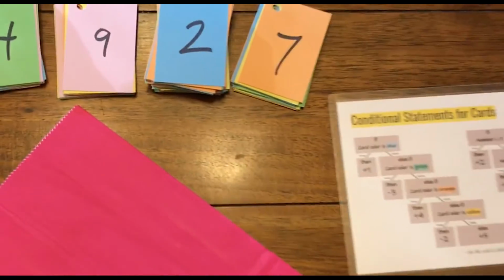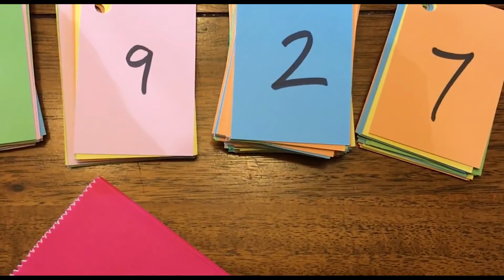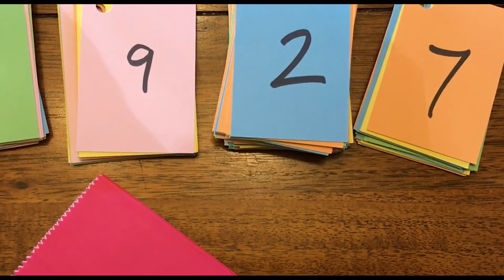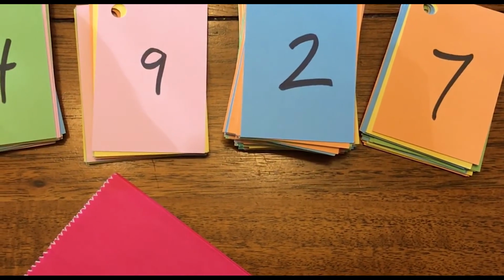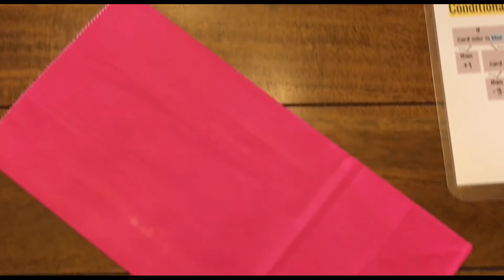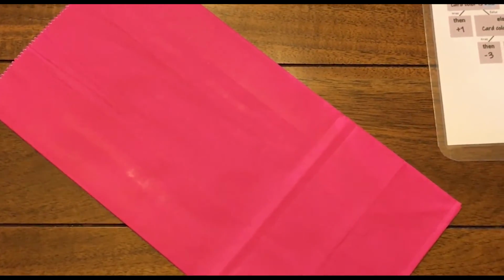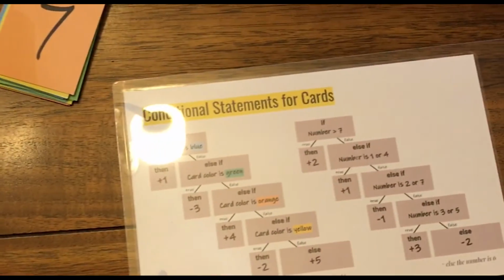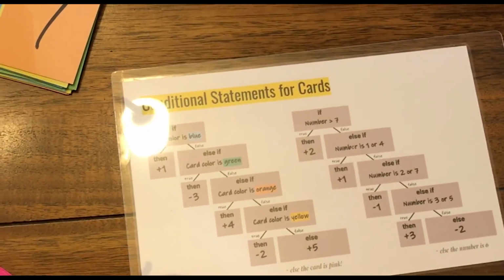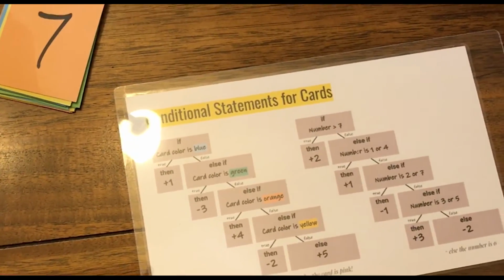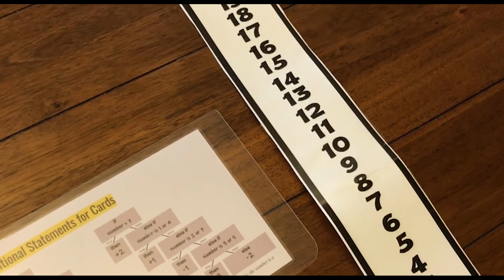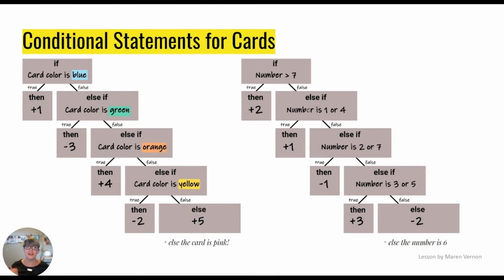Our supplies here are some colored cards with numbers written on them, 1 through 9, a bag of some sort. We've got our conditional card cheat sheet to know how many points that we're going to get, and we've got something to keep score. Here are our conditional statements.